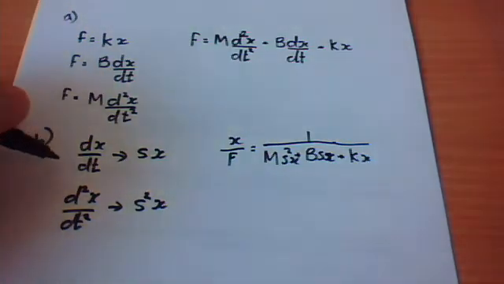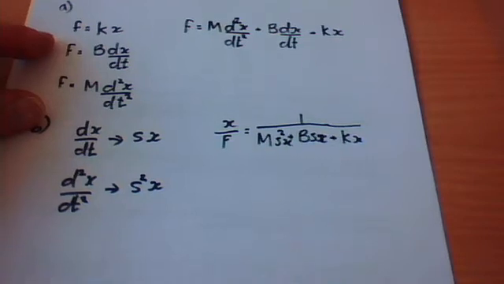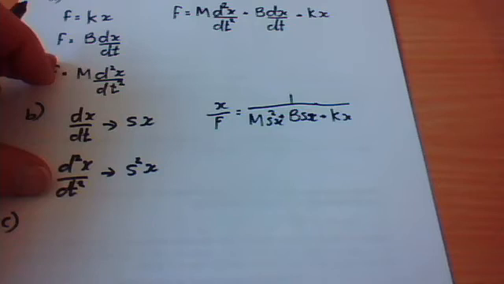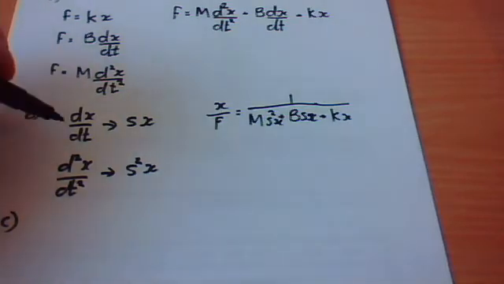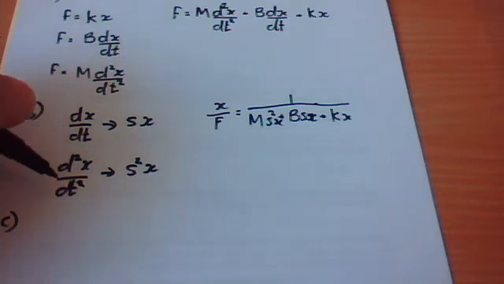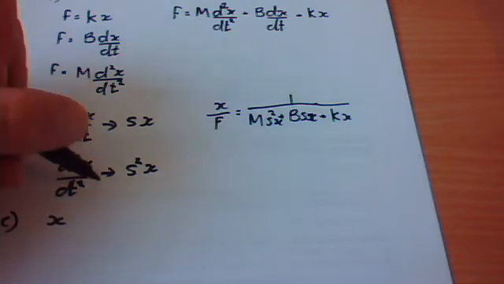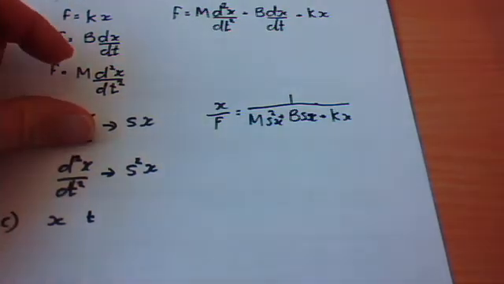Okay, part C. This is a bit more of an interesting one. We have mass values, damping values, and spring values. And we say if it's given an input of 5 newtons, then calculate the equation for the response on the x position versus time. So we need something that involves the x position and the time.